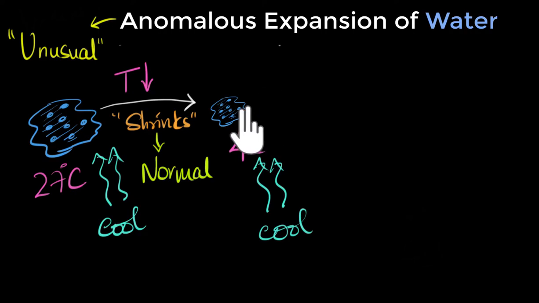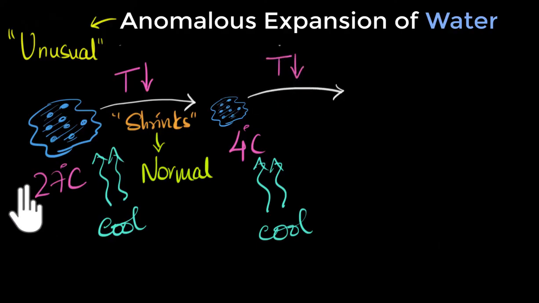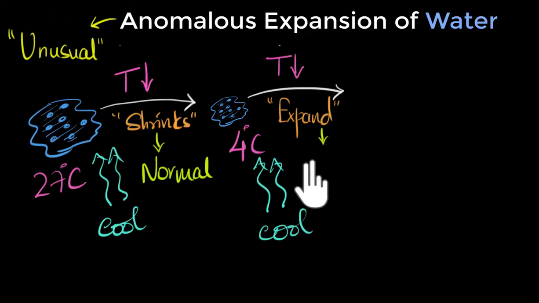Instead, it expands. And that is what we call the anomalous expansion. Again, let's write that down. If you further decrease the temperature, we would expect the water to continue shrinking because that's normal behavior, but it doesn't. Instead, you will see it expanding. It expands. And this is very unusual. We don't expect this to happen, right? This is unusual.